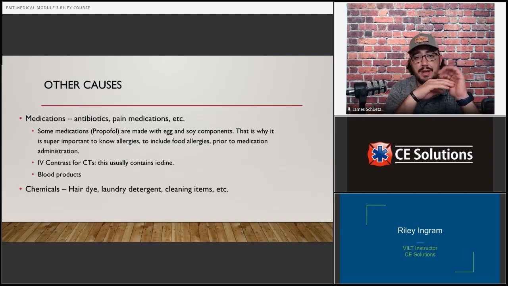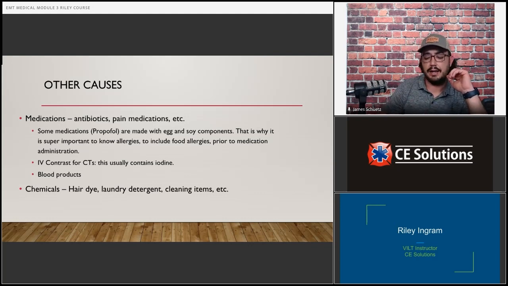A lot of times you've got Benadryl on hand in case you've got some type of reaction. There's a lot. It's not as simple as, oh, let's just hook it up and let it run. We got to make sure that the body's going to accept it, right? Chemicals, hair dye, laundry detergent, cleaning items, etc. Things like that. I mean, you can be allergic to anything.